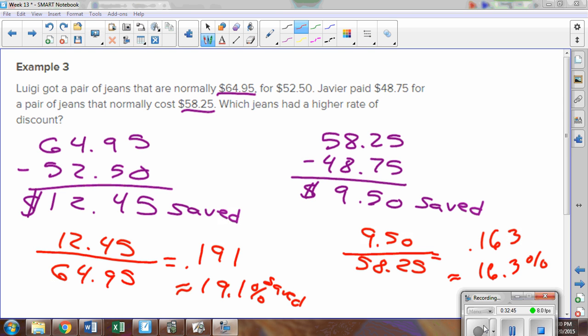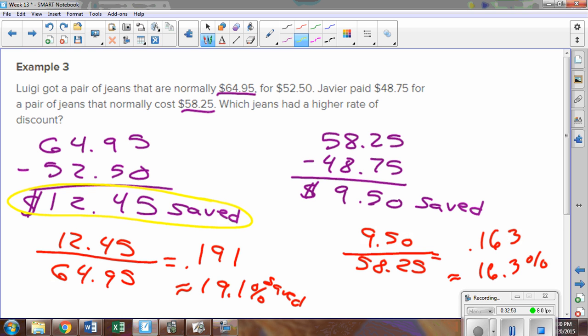So overall, who got the better deal? Guy on the left, both ways. He saved more in terms of the raw dollar amount, and because he had a higher percentage saved, it was better either way you look at it. In terms of raw dollars or percent saved, he beat him out.